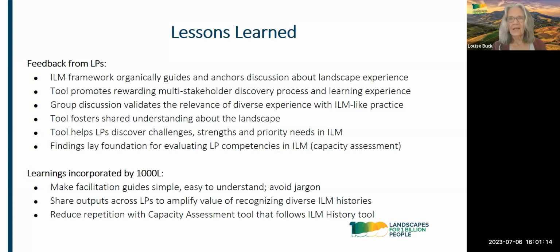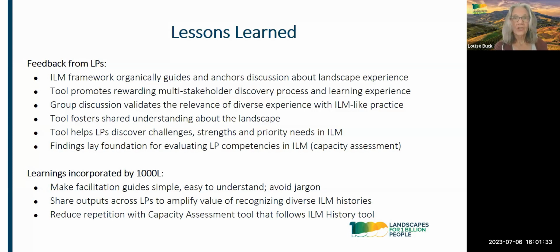And one reason this is so important to us is we don't want to be in the role of having to sell ILM. We want to validate the fact that most landscape partnerships or small groups that think they want to become a landscape partnership have some experience with ILM sorts of processes. And this tool definitely did that.